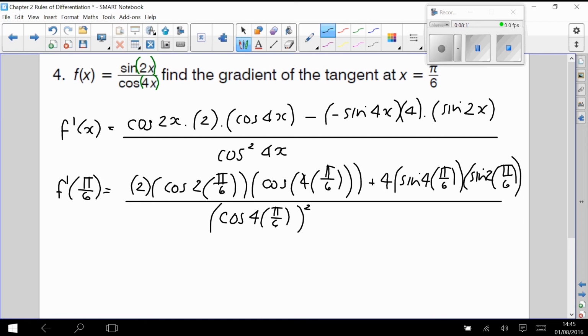Now, so long as your calculator is in radians, then you can put a fraction into your calculator and type this exactly as you see it on the screen, and you'll get the gradient. So the gradient of the tangent, using the derivative of this particular curve, is going to give you an answer that the gradient when x is pi over 6 is going to be 10. Your tangent has an increasing gradient of 10 at this particular point on the curve.